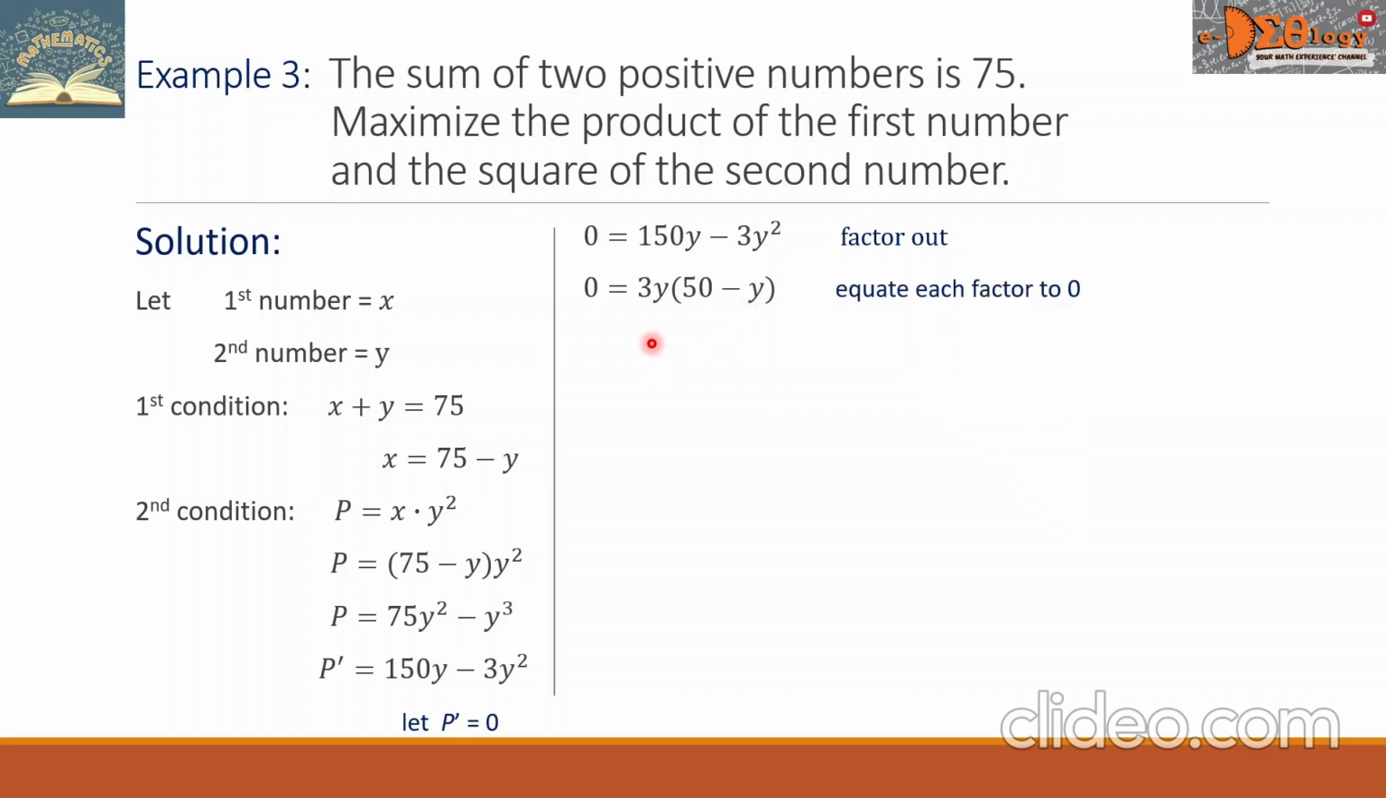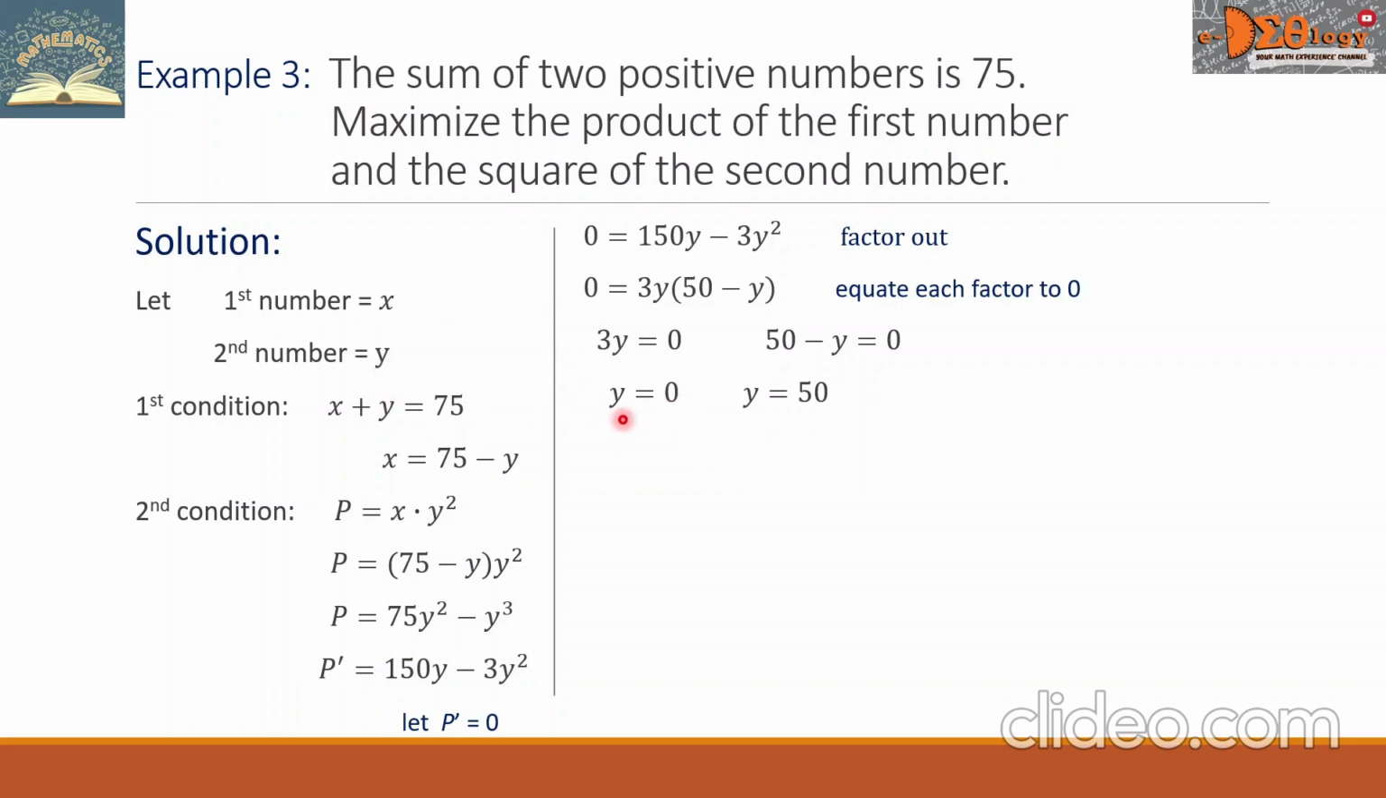Then we equate each factor to 0. 3y is one factor and 50 minus y is another factor. So 3y equals 0, 50 minus y equals 0. We solve for y respectively. In the first factor equation, divide this by 3, so y equals 0. In the second factor equation, this negative y we can put on the right side. It becomes positive. So we have two values of y here.